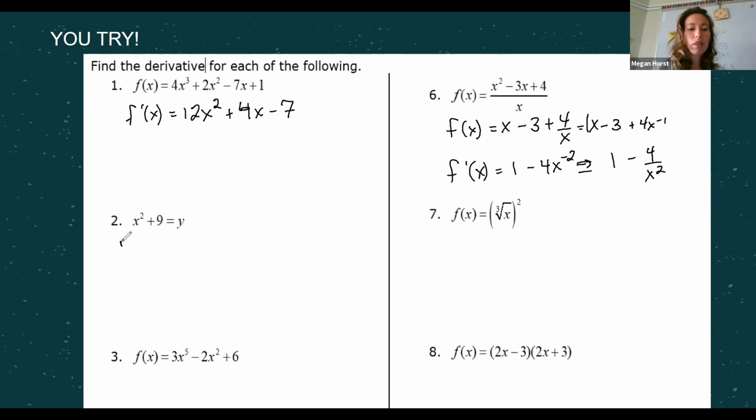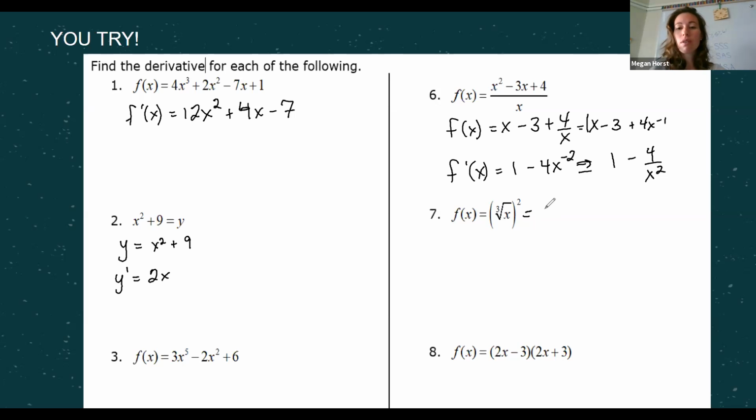Right here, I'm going to rewrite this first. This is y equals x squared plus 9. When I take the derivative of this, we're just going to write this as y prime equals 2x. The derivative of 9 is 0. I bumped that 2 to the front and then dropped that down by 1.